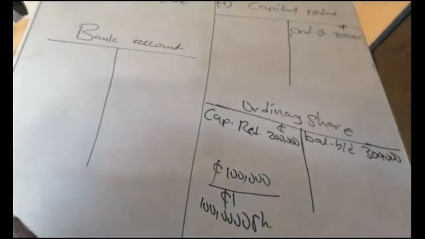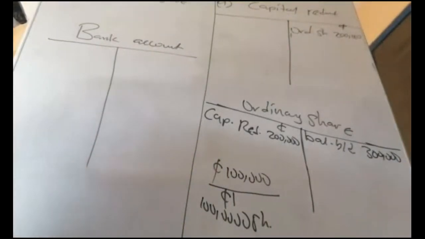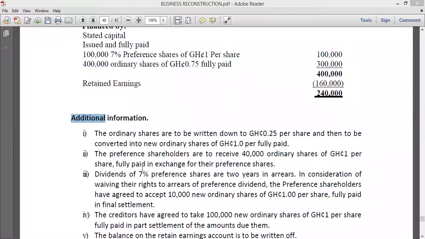Now let's go to note two, and quickly do justice with it. Today we will have a very short class. Note two. The preference shares are to receive 40,000 ordinary shares of one Ghana cedi per share, fully paid, in exchange for their preference shares.